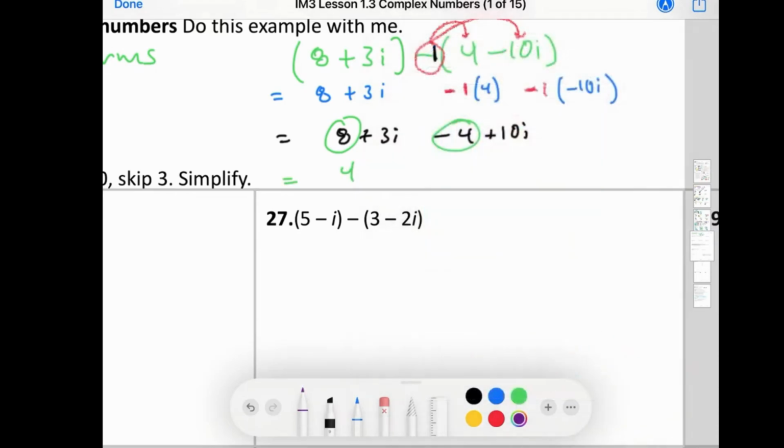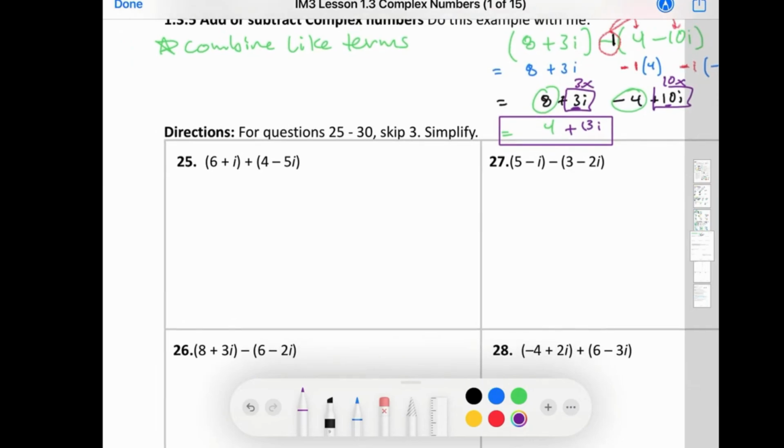And this one over here will give you, these are like terms because they both have i in it. And you're just looking at the coefficient. So pretend it's like 3x and 10x. That would just be 13x, and we call this 13i. So you'll notice my answer will have the real first and then the complex.